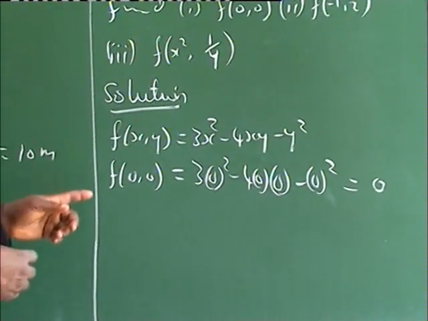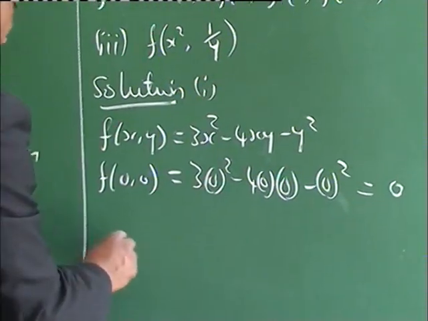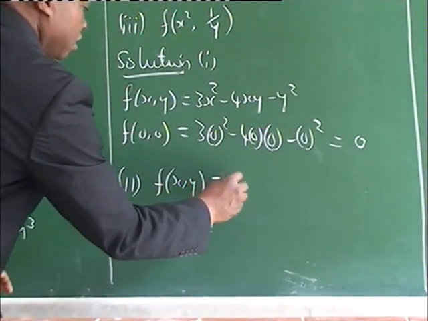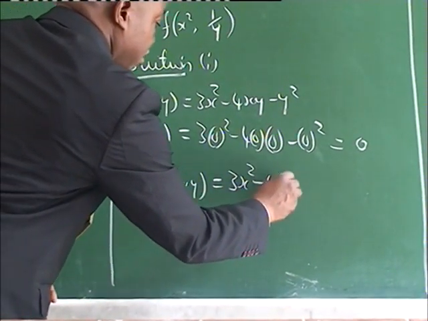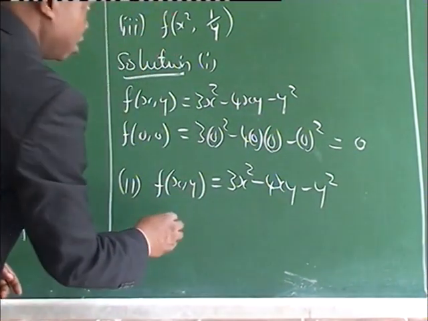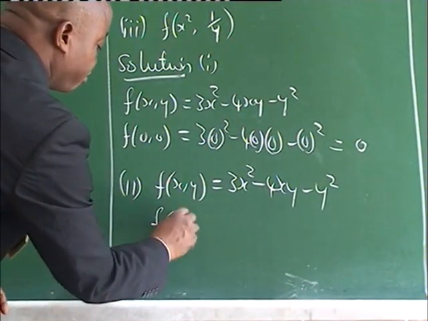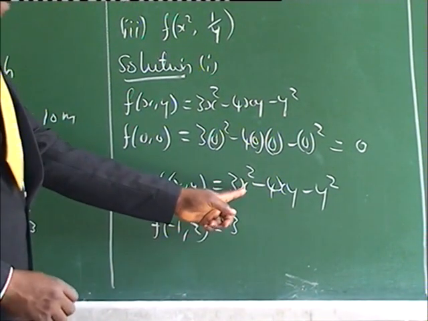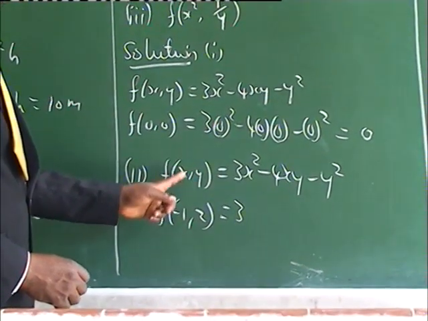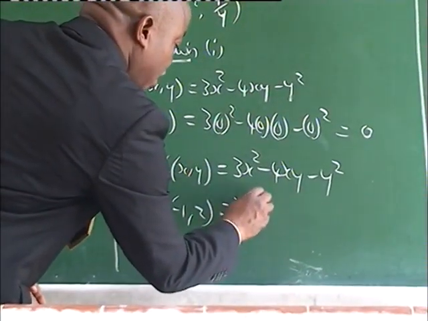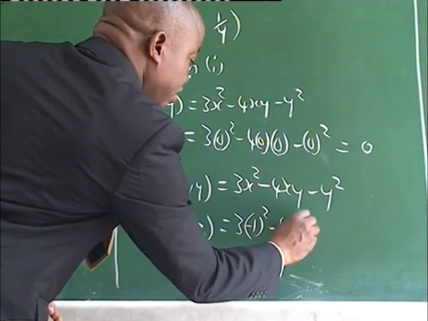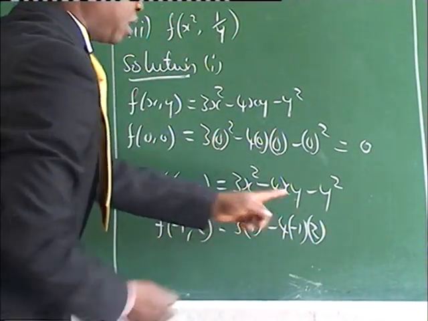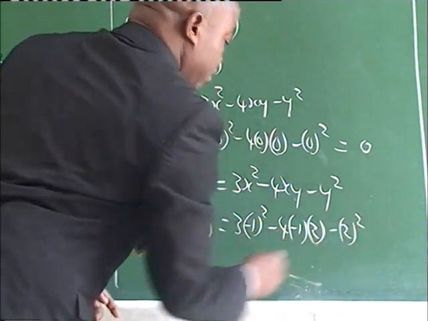Then for part I, we have that f of x, y is equal to 3x squared minus 4xy minus y squared. Therefore, f of minus 1 and 2 will be 3. Then we are going to put minus 1 in the place of x. Now we have minus 1 squared minus 4 times minus 1, then we have 2 in place of y, minus 2 squared.